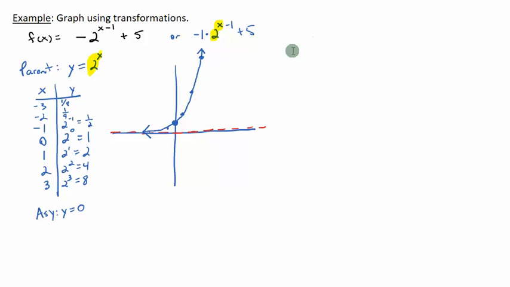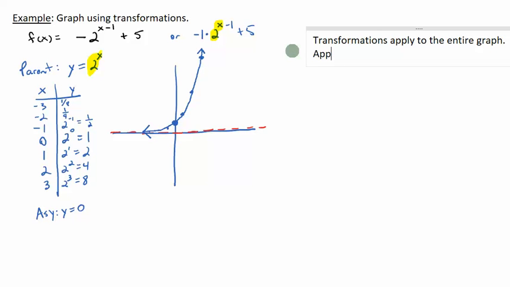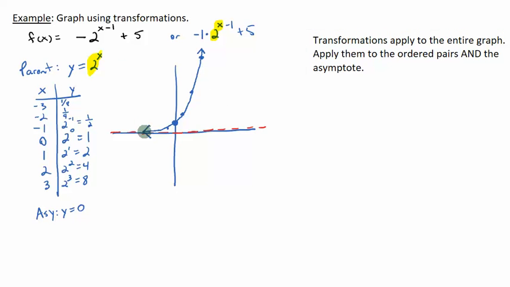Now I strongly encourage you to list your asymptote over here with your ordered pairs, because your transformations apply to the entire graph. So apply them to the ordered pairs and the asymptote. Okay, so that's what's new about exponential functions, is you don't just get points to represent it, but you also get this boundary for your graph, your asymptote.